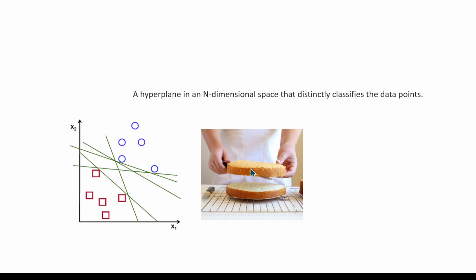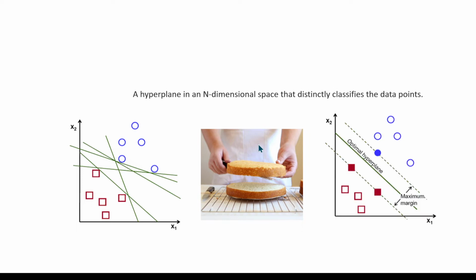You want to split the cake into two classes. Classes in the sense that you don't want to mix them up: the strawberries should not be on the chocolate side, and the chocolates should not be on the strawberries side. So you have to find an optimum kind of knife, and that's actually the hyperplane. That is called the optimal hyperplane, and between this line and this line is the margin, and between this line and this line is another margin.